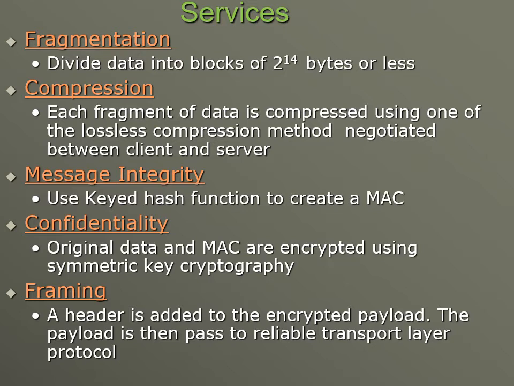Then comes message integrity. Message integrity is used to preserve the integrity of the data, and SSL uses a keyed hash function to create a MAC, a message authentication code. Then the confidentiality service is provided by SSL. To provide this confidentiality, the original data and the message authentication code, that is MAC, are encrypted by using symmetric key cryptography. And the last service provided by SSL is framing, in which a header is added to the encrypted payload, and the payload is then passed to the reliable transport layer protocol.